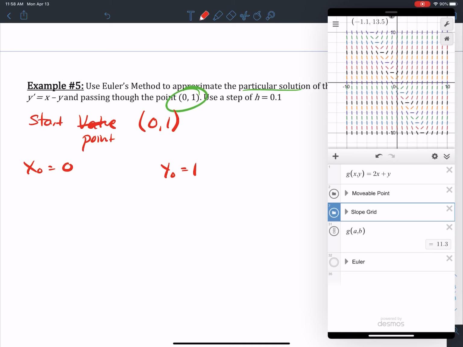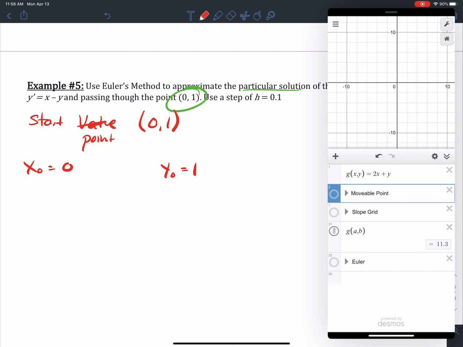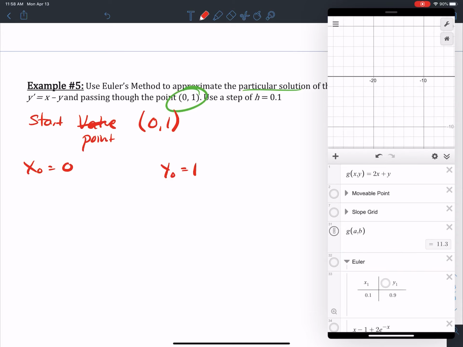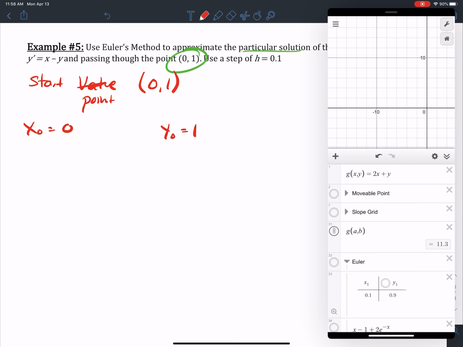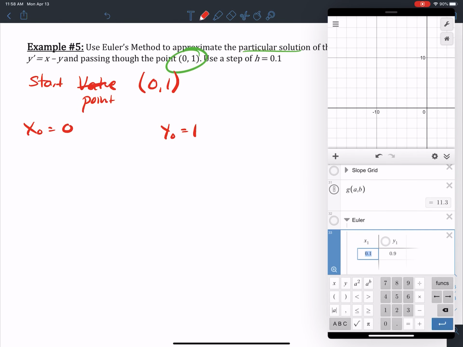So I'm going to turn off this slope grid and this point and stuff here. What you're going to notice is I'm going to make a table and we'll just start plotting points one at a time. So I'm going to do a bunch of points and then we'll plot them. Obviously, that's what I have. Sorry, I should show you. That's what I have in my table. I'll kind of get it ready.